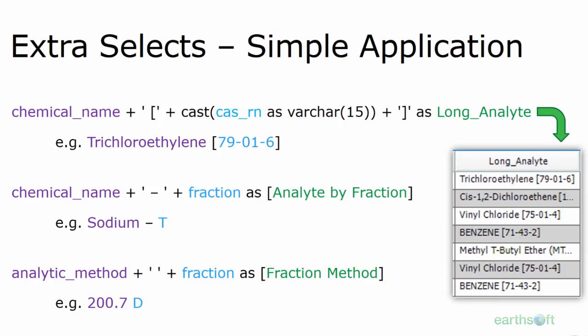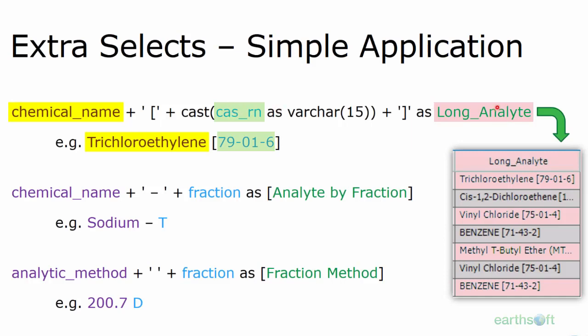These are things that I've either seen in cases that people have sent in with questions or conversations on the product advisory forum as well as the community center forum. It's really neat to see how folks have been able to use the extra selects to augment their existing reports. So the first thing I want to talk about here is this first extra select, with the chemical name with the CAS number as long analyte.